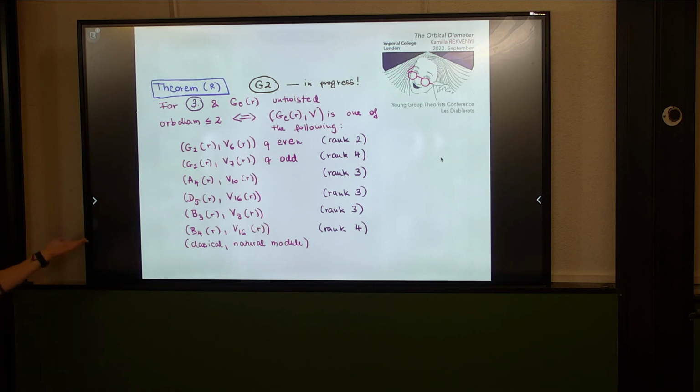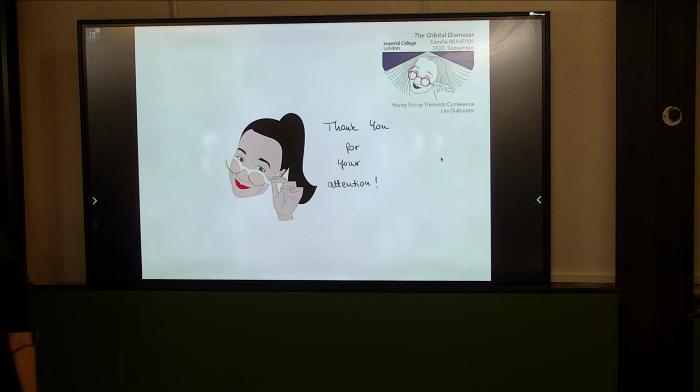And then if it's classical and it's a natural module, then the orbital diameter is also very low. Okay, so I think that's all I wanted to say.